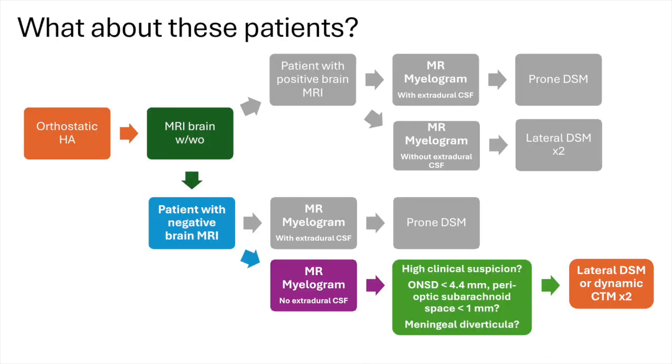So this is what I ended up with in my diagnostic algorithm after talking to Dr. Schmidt. If there is no extradural CSF fluid collection and a negative MRI, then if there's a high clinical suspicion, or an optic nerve sheath diameter of less than 4.4 or a perioptic subarachnoid space of less than 1 millimeter, and meningeal diverticula, then we would proceed with a lateral DSM or dynamic CTM.